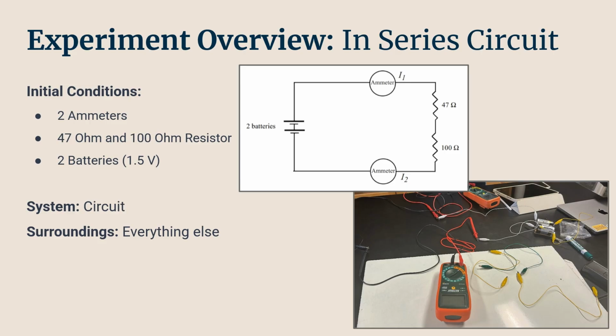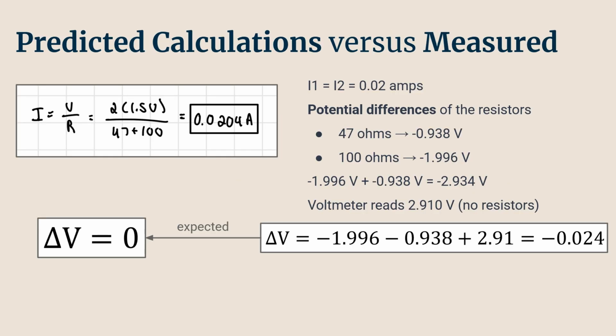Here's an experimental overview of our in-series circuit. The initial conditions are 2 ammeters, 2 resistors, one that's 47 ohms and the other 100 ohms, and 2 batteries, each 1.5 volts. The system is the circuit and the surroundings is everything else.